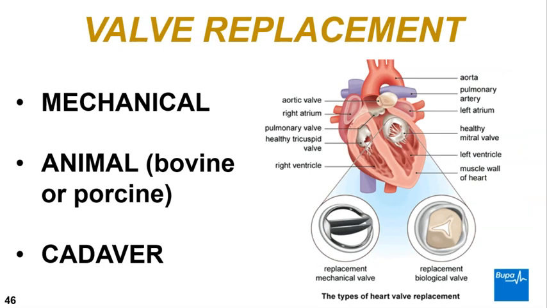Faulty or damaged valves can be replaced with valves from several different sources, including mechanical valves that are man-made from synthetic materials. Humans are also capable of receiving replacement valves from animal sources, such as bovine, which are cow sources, or porcine, which are pig sources. The valves can also be replaced from human cadavers, which means that the valve that is going to be transplanted into the individual that needs it is a natural human heart valve.